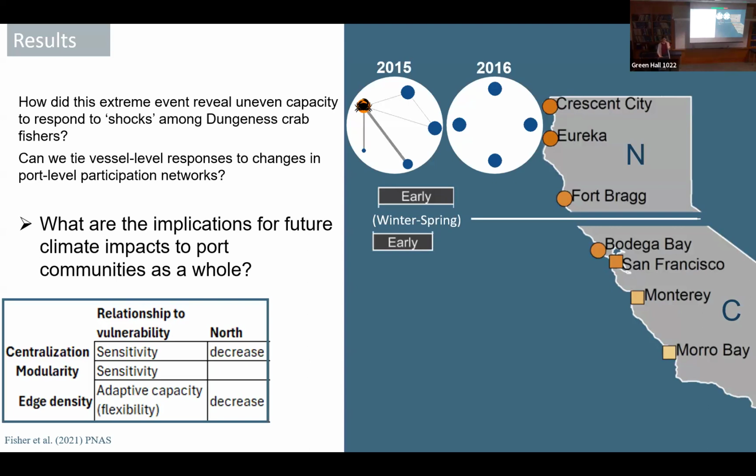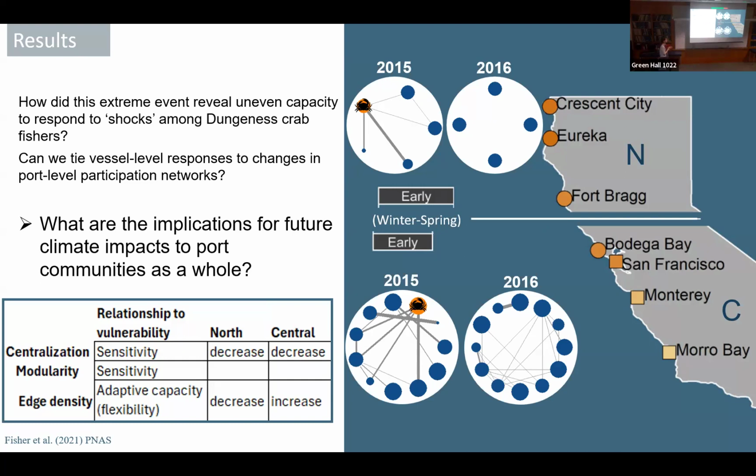So based off of our generalized linear models, we know that sensitivity related to centralization decreased in Northern California, whereas adaptive capacity also decreased related to edge density. And that in Central California, we saw a decrease in centralization and an increase in edge density. Translating this using network theory, decreases in centralization are generally good for lower sensitivity, but that decrease in edge density in Northern California is not a good sign for adaptive capacity.